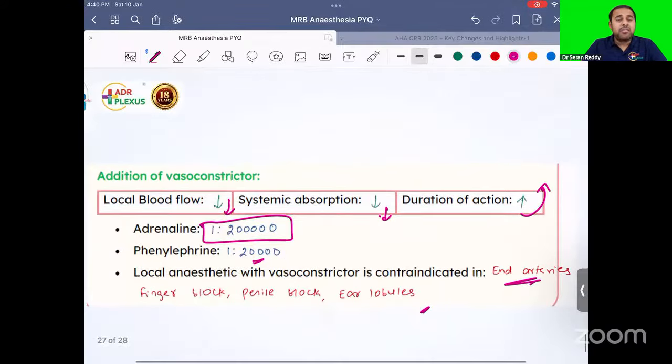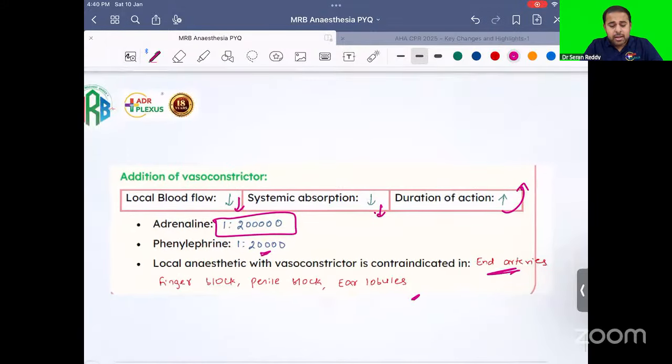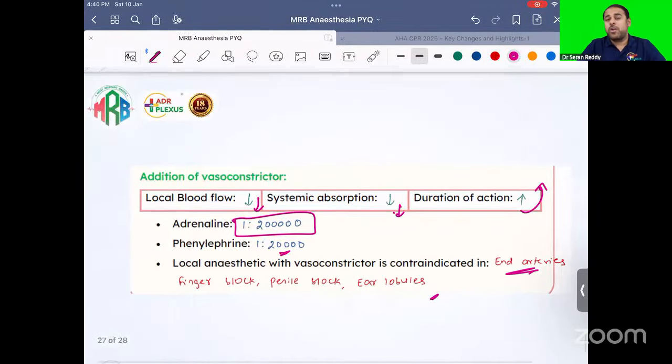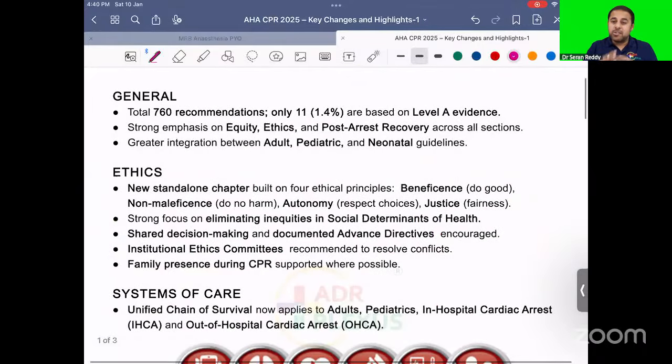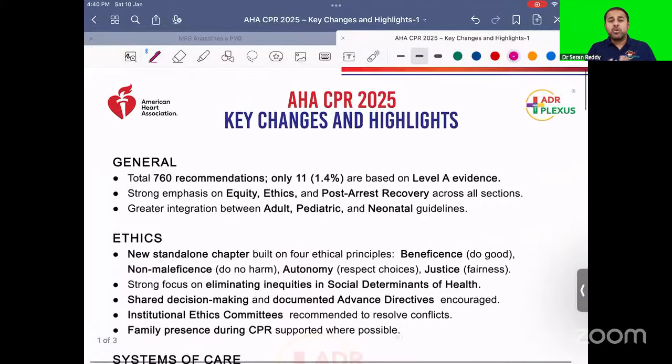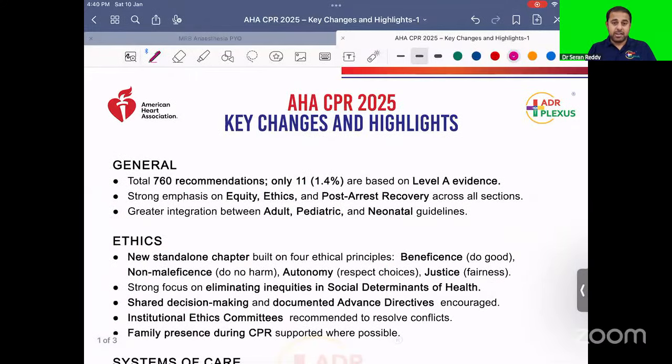Now, just because we are discussing, let's also discuss a few important points about CPR guidelines. What are the changes of 2025? We are potentially expecting a question from this because they came as recently as in the month of October, and there are high chances, if at all, they want to test how updated you are. So we'll discuss a few points about that. We will share this document with you also, so please be assured. These are only the 2025 key changes and highlights.